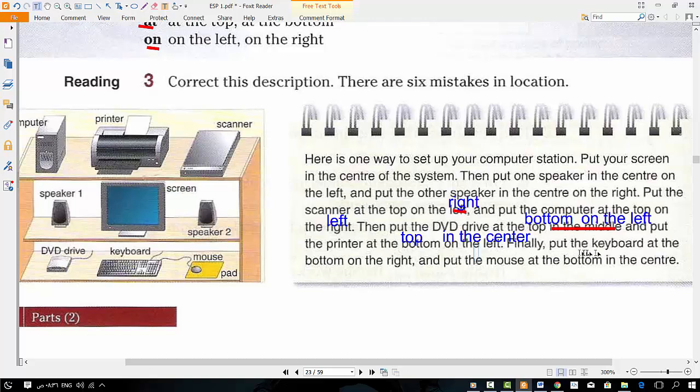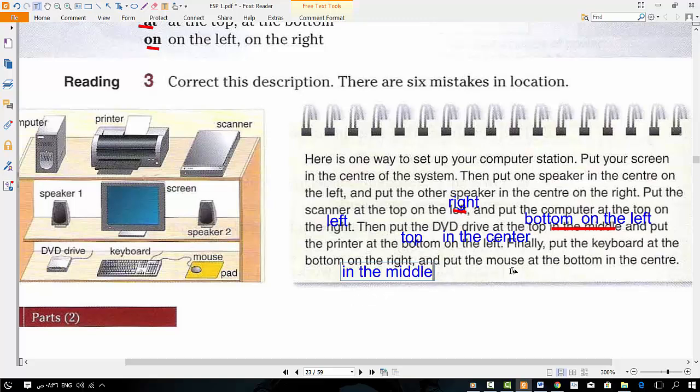Finally, put the keyboard at the bottom. Keyboard at the bottom. On the right. No, not on the right. In the middle.